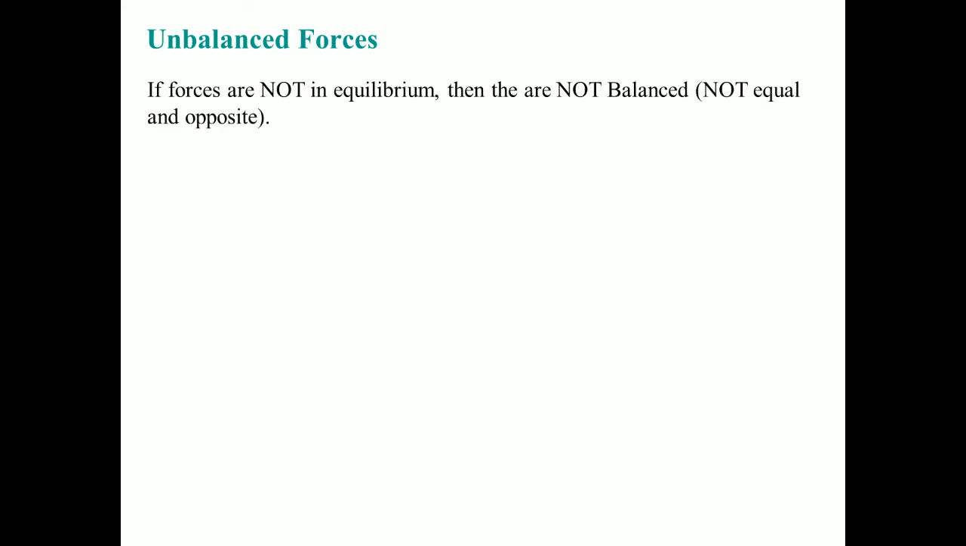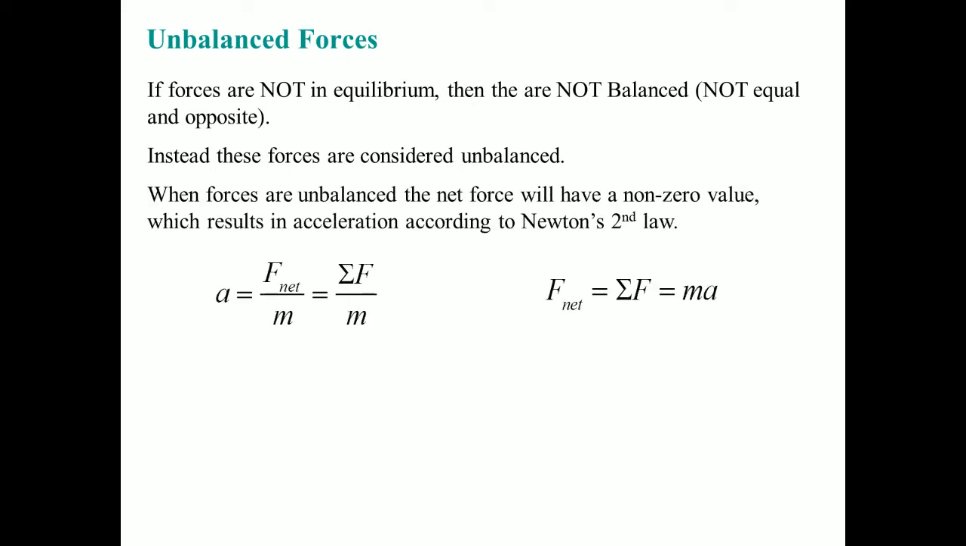The difference between equilibrium and unbalanced force is that in equilibrium, an object's acceleration is equal to 0. For an unbalanced force, the forces are not in equilibrium, therefore they're not balanced. As a result of it not being balanced, there is going to be some form of interaction. Instead, these forces are considered to be unbalanced. Because the forces are unbalanced, there is going to be an acceleration, which results in Newton's second law.